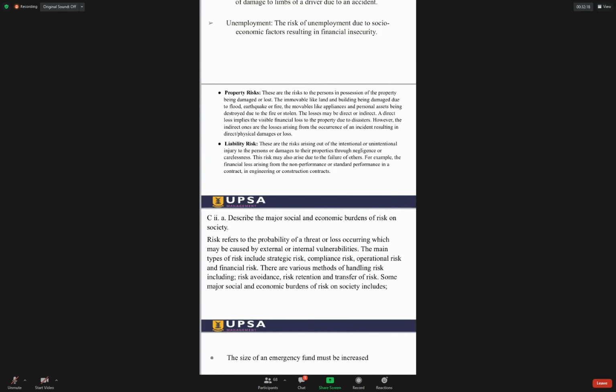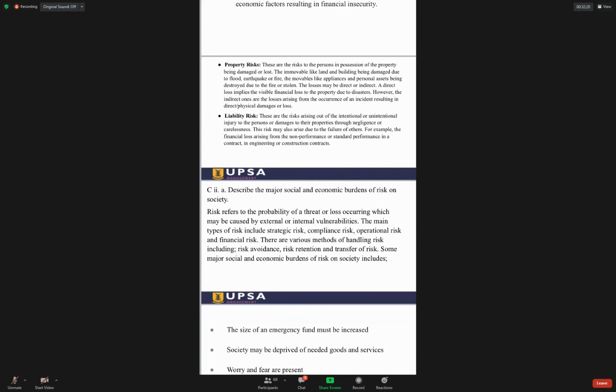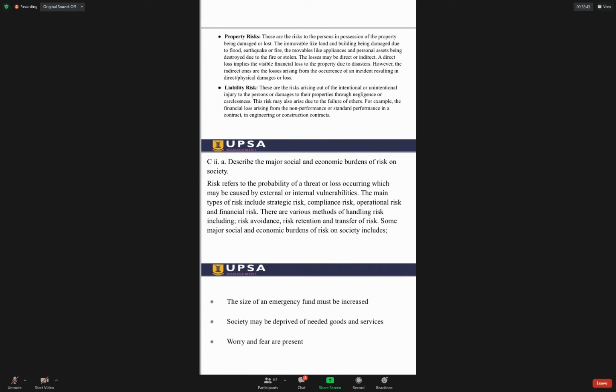We also have liability risks. This is an intentional or unintentional injury or damage that can happen to an individual or property as a result of negligence or carelessness. And this is sometimes faced in Africa, I'm sorry to say, because some people do not put in the extra effort or do not give out their best when they are working.